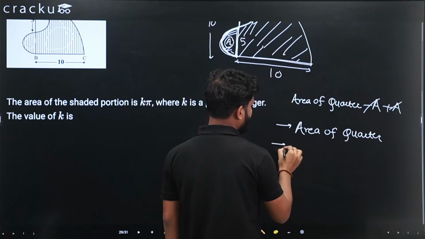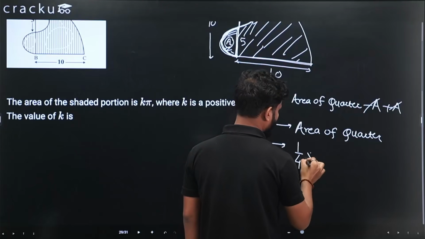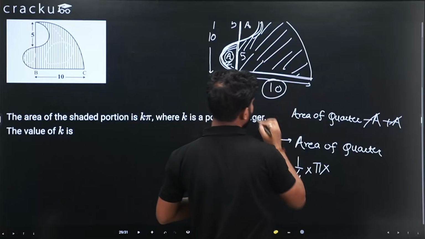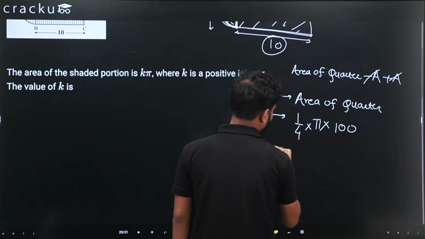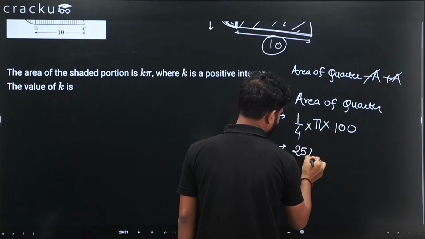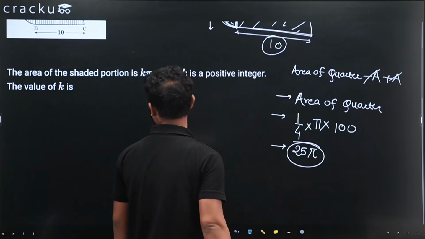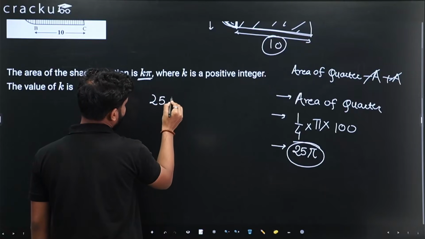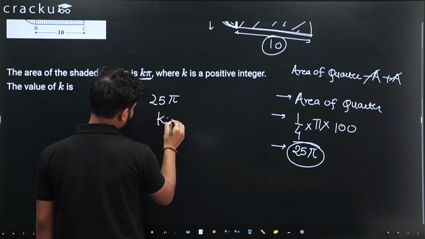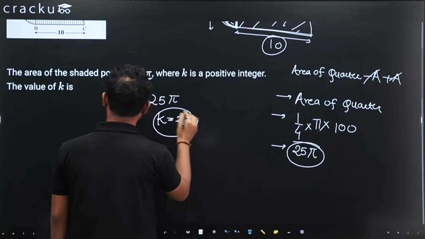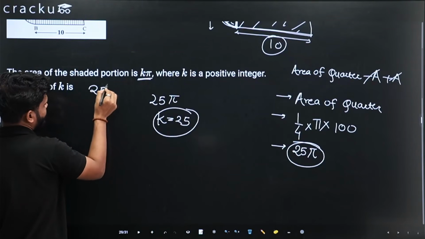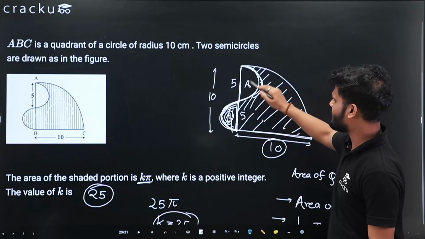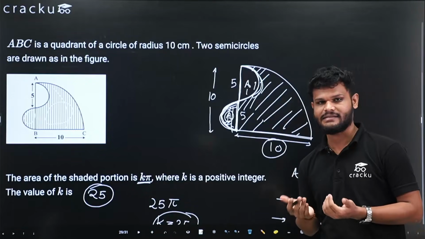And what is the area of quarter? It is 1 by 4 into pi into r square. R is the radius of quarter, which is 10 square. This is 100 and this will be 25 pi. Correct? So the area is given as k pi, which is 25 pi. So k is 25. So answer to this question will be 25. This is how you can solve this question. You don't even need to find the separate area for these two semicircles. Anyway, they will get cancelled.